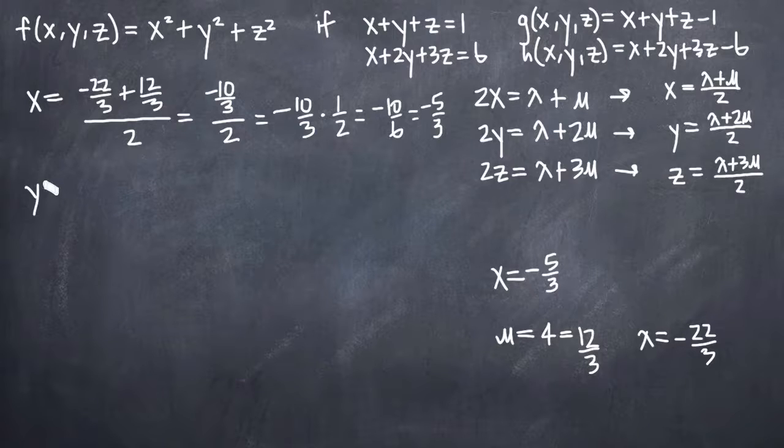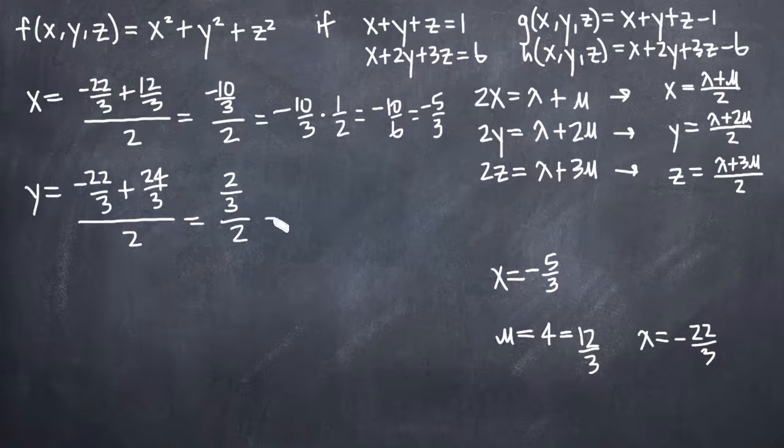When we plug these in for y, we'll get y equals, again for lambda, negative 22 thirds plus 2 times mu. So 2 times 12 over 3 is going to be 24 over 3, all divided by 2. And what we'll get here is a positive 2 thirds divided by 2, which is the same thing as 2 thirds times 1/2. And we get a value of 1/3, so we can see that y is equal to positive 1/3.